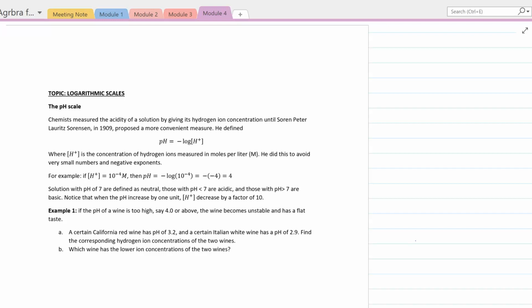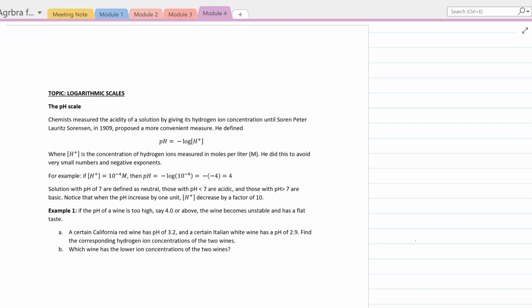So what do we learn logarithmic functions for? Well, aside from helping to solve exponential equations for exponential growth and exponential decay, we also use logarithms as a scale to measure the intensity of earthquakes, the intensity of certain noises, and other things. So let's talk about the pH scale.